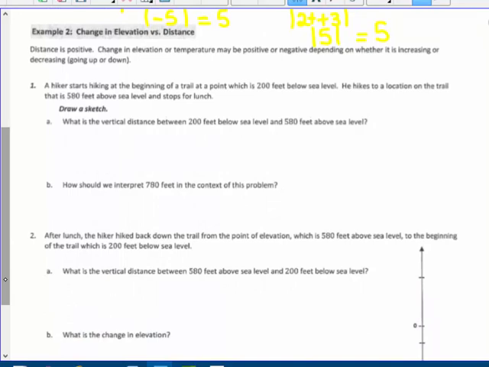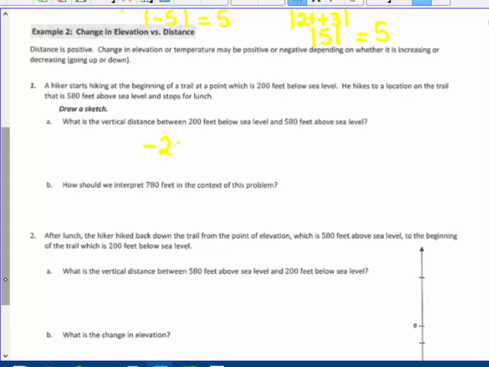Change in elevation or temperature may be positive or negative depending on whether it is increasing or decreasing, going up or down. A hiker starts at the beginning of a trail at a point which is 200 feet below sea level. He hikes to a location on the trail that is 580 feet above sea level and stops for lunch. What is the vertical distance between 200 feet below sea level and 580 feet above sea level?